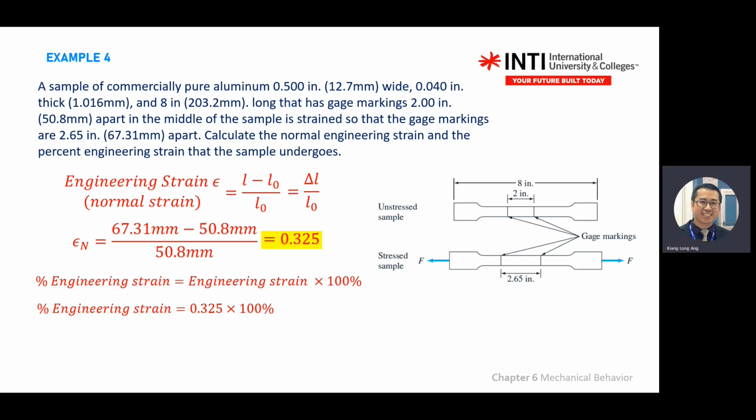So this is the answer lah. The strain will be 0.325. Percentage is times 100. You get 32.5%. Engineering strain or normal strain. In this case, if you're not given the force, you're not able to find the stress. Stress, you need force.